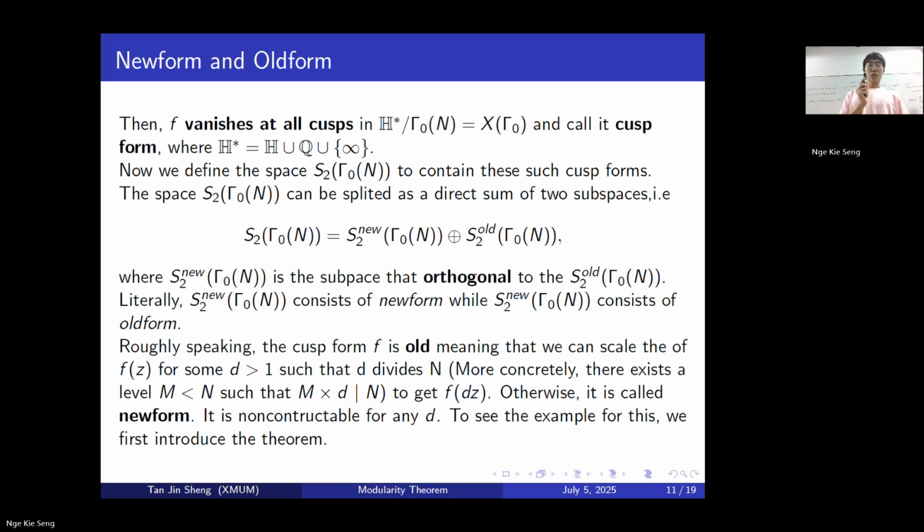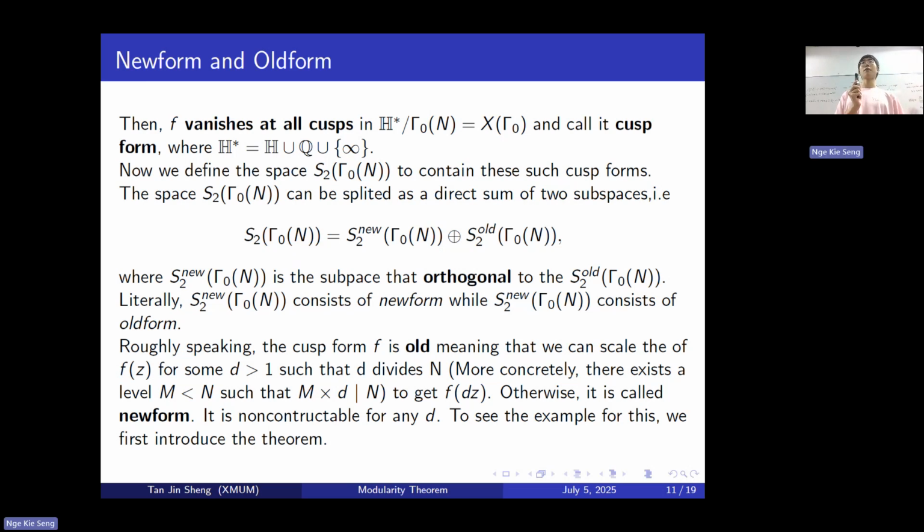Literally, the new subspace contains the new forms, while the old subspace, this typo here, contains the old forms. Strictly speaking, the form f is old, meaning that we can scale all the f(dz) for some d bigger than 1 such that d divides N. More concretely, there exists a level M, the integer less than N, that can divide N such that M times d divides N.